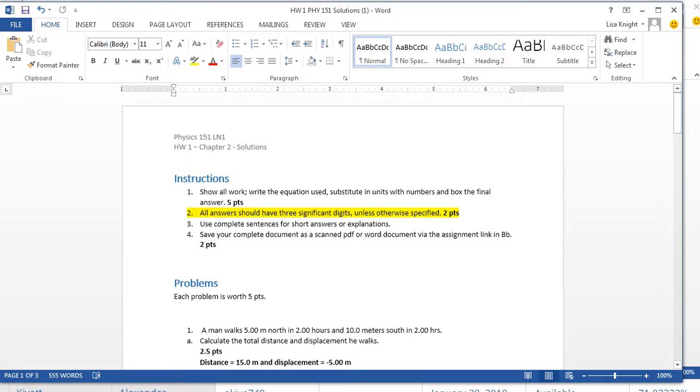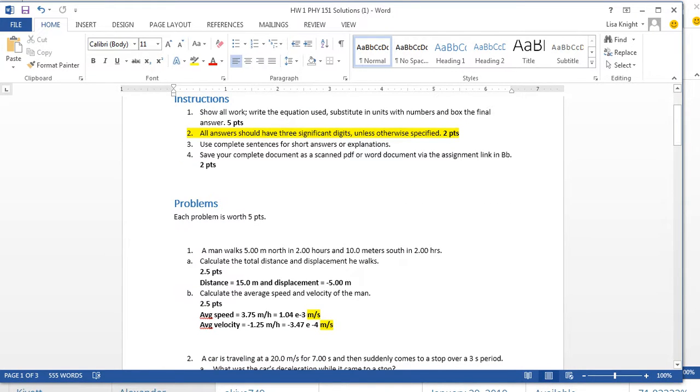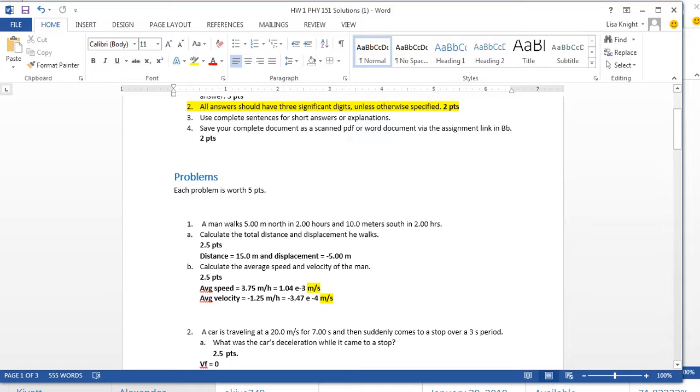I'm going to post a rubric for you guys so that you'll have access to it. But the things that were consistently a problem, I'm going to go over.